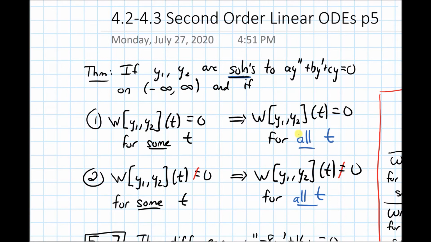So that is pretty cool. That's pretty cool that if it's 0 for even one value of t, it'll be 0 for all values of t for these two solutions when I take their Wronskian. And the second condition is, well, that's true even if the Wronskian is not 0. If the Wronskian of our two solutions is not 0 for some value of t, even one value of t, that will imply that the Wronskian is actually not 0 for all values of t. All right, so let's look at an example.